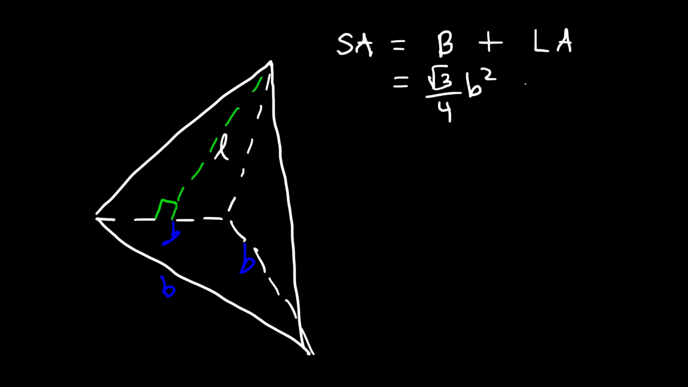Now, to find the surface area, it's going to be the area of the base plus the lateral area. Now, the area of the base, the area of an equilateral triangle, it's the square root of 3 over 4 times b squared. That's for an equilateral triangle. And the lateral area, there are 3 triangles that we need to cover. So this is the triangle on the right side.